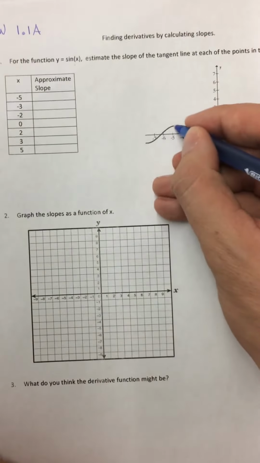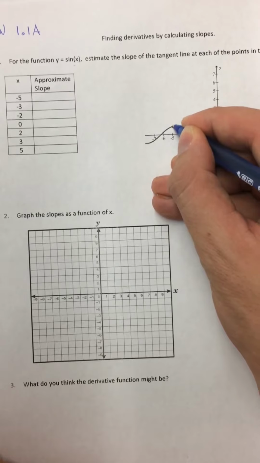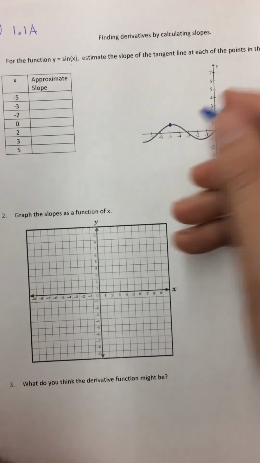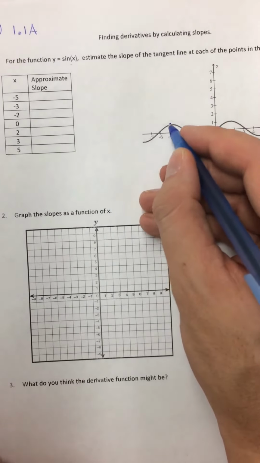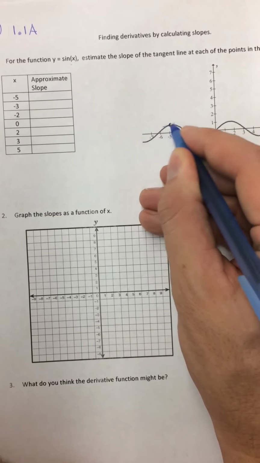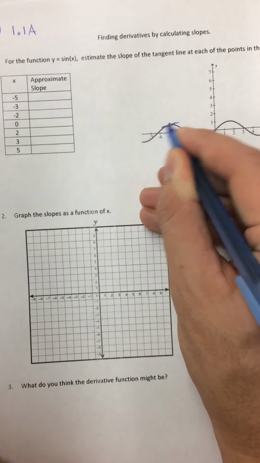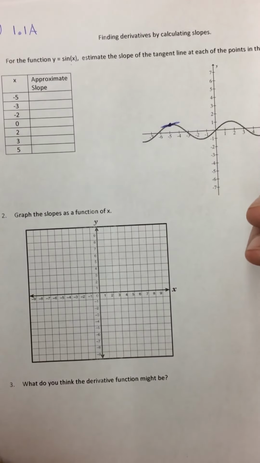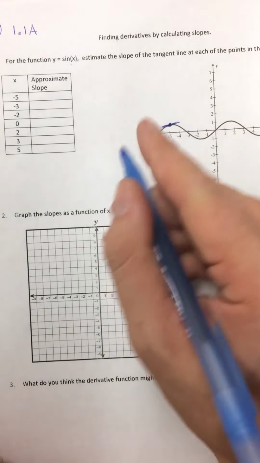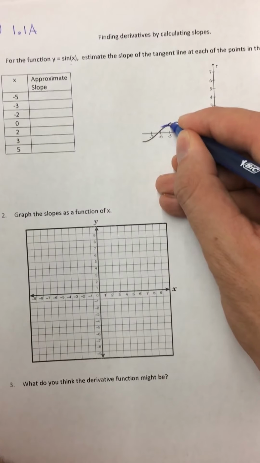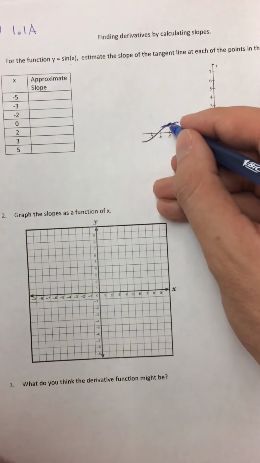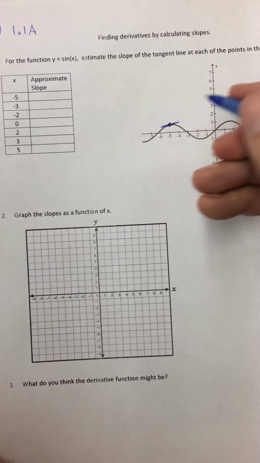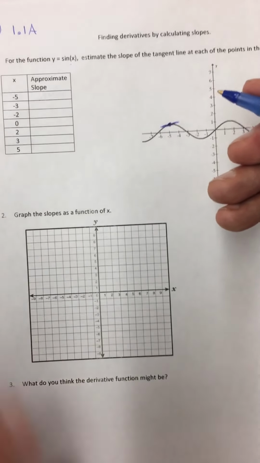At x equals -5, we're right here on the graph, and what we want to do is find about what the slope of the tangent line is. You can kind of see that the slope of that tangent line should be positive but low, so maybe like 0.1 or 0.3 or something like that. The way we're going to calculate it is we need two nearby points, and we'll approximate the slope using those two nearby points.